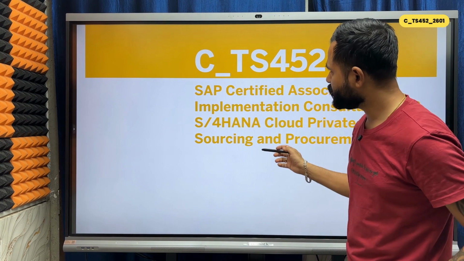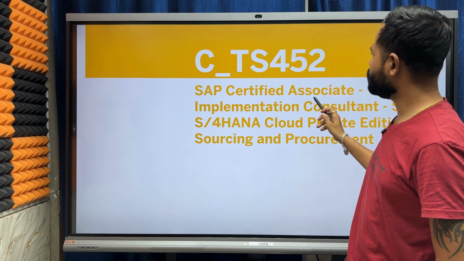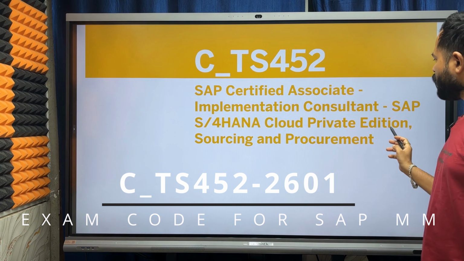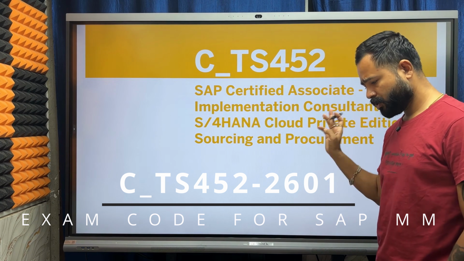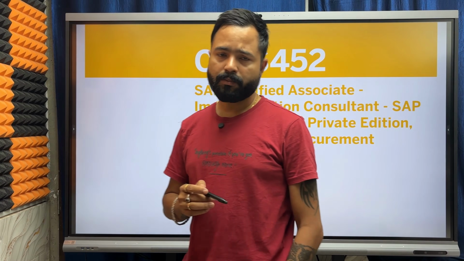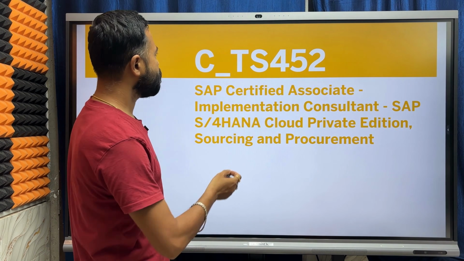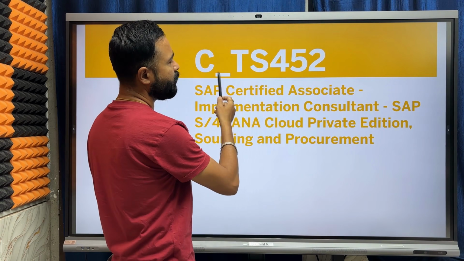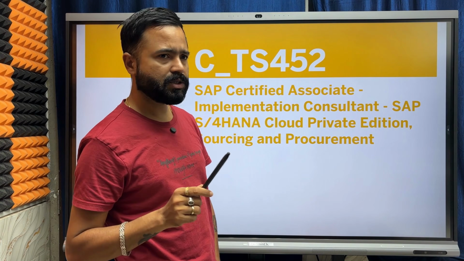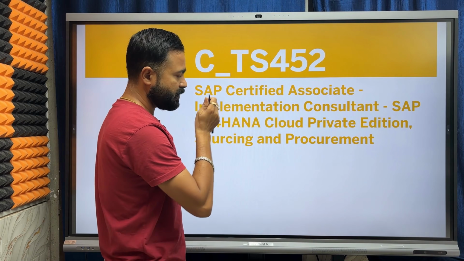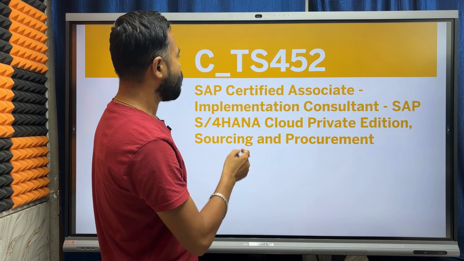You can see this is TS 452, SAP Certified Associate - Implementation Consultant, SAP S/4HANA Cloud Public Edition, Sourcing and Procurement. This is the name of the certification exam. If you are planning for an SAP MM certification, you should know the exam code, and the current version is 2601, which I showed you earlier. This is the certification code.